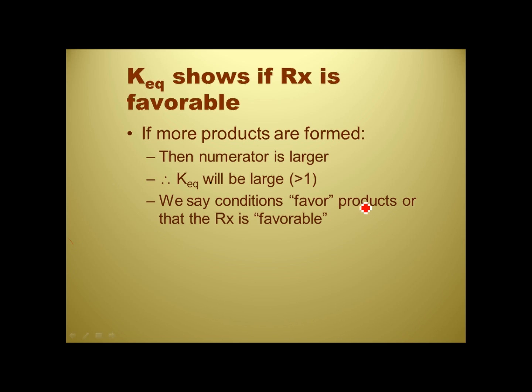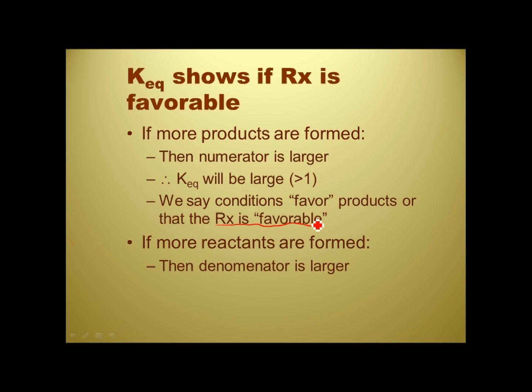We can either talk about products being favored, or the entire reaction being favorable. The reason why the reaction is favorable is because, why do you do a chemical reaction? Well, you want to make products, okay? If more reactants are formed, then the exact opposite is true. That means the denominator is larger, which means the KEQ is small, all right?